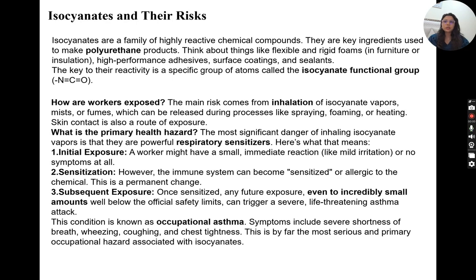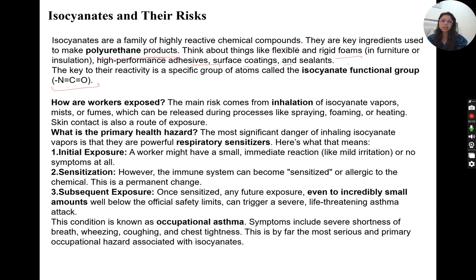The topic is isocyanates and their risks. If you look at the functional group, isocyanates contain the NCO functional group, and they are a family of highly reactive chemical compounds. They are a key ingredient used to make polyurethane products. Think of flexible and rigid foams in furniture, high performance adhesives, surface coatings, and sealants. So isocyanates can be used to form these foams, adhesives, coatings, and sealants.